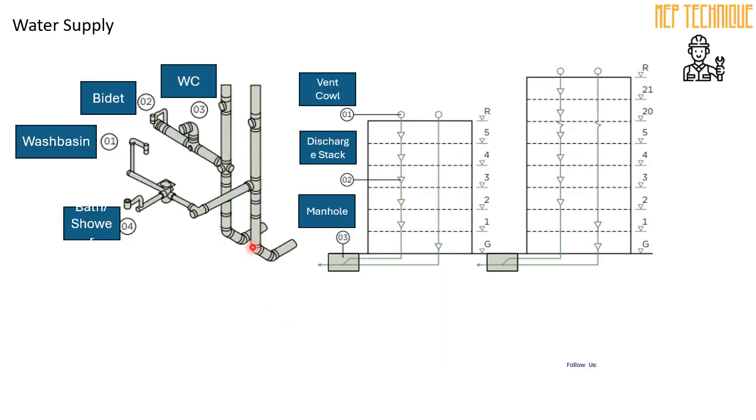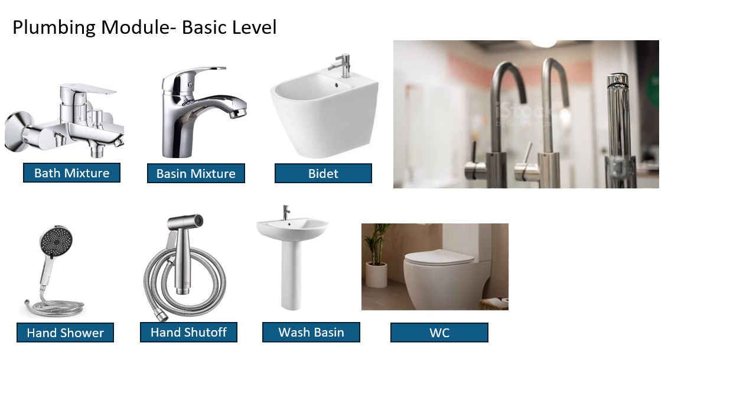Okay, let's take a look. See, there are two types of pipe inside the riser. So you can see bidet and WC. Bidet and WC are connected with this pipe. This is called soil pipe. Another pipe, wash basin and shower head, you can see connected with another pipe, that is called waste pipe. So this is the difference between waste pipe and soil pipe.